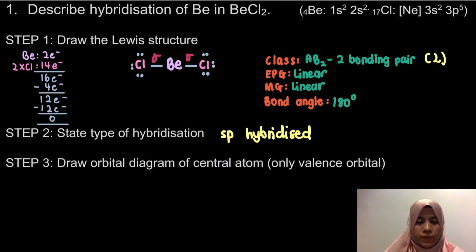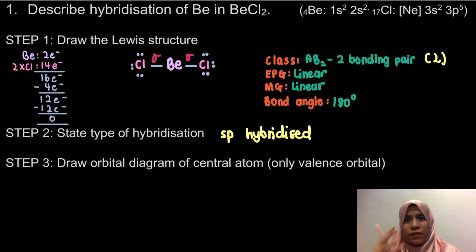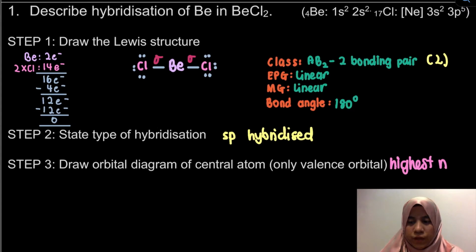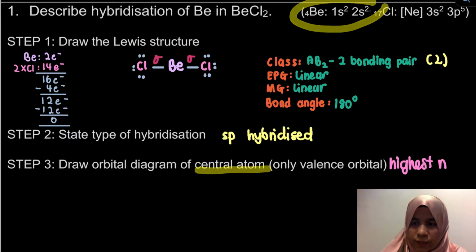Next, draw the orbital diagram of the central atom, where we will be focusing on the valence orbitals only, which means the orbitals with the highest n. For the case of the highest n, let's look here. First, for the central atom beryllium, we want the 2s2.